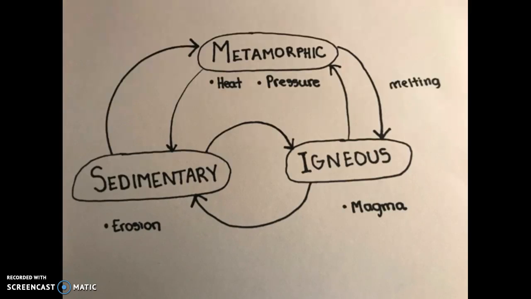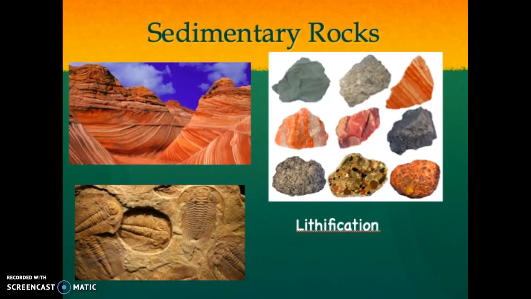This is just breaking it down, showing a lot of arrows that are kind of confusing, but it's okay because I'm going to explain them all. Starting with sedimentary rocks. Alright, sedimentary rocks are pictured in the top left. You can see what they kind of look like. If you were to go somewhere and see a rock that looks like that, then that's a sedimentary rock.